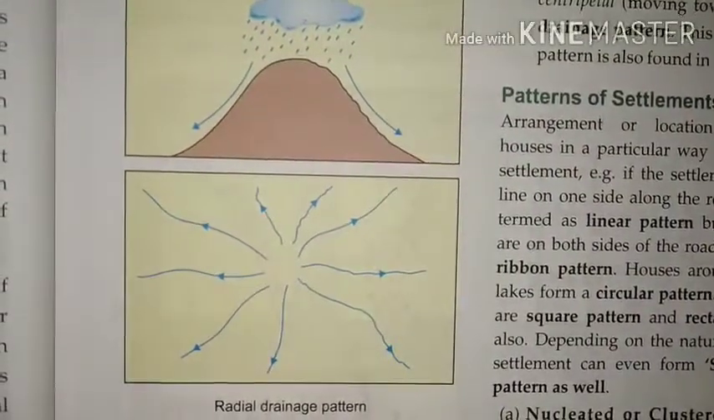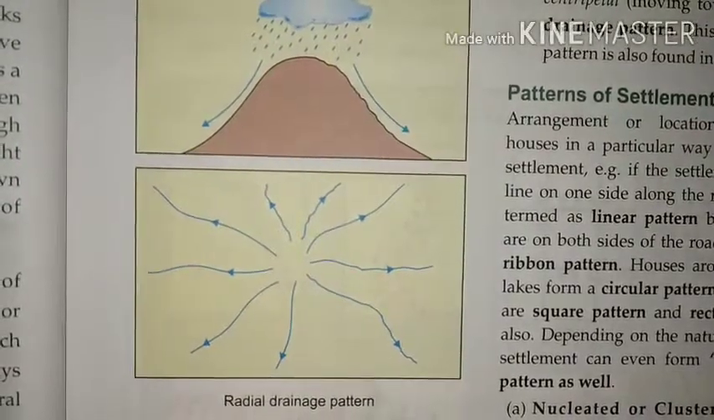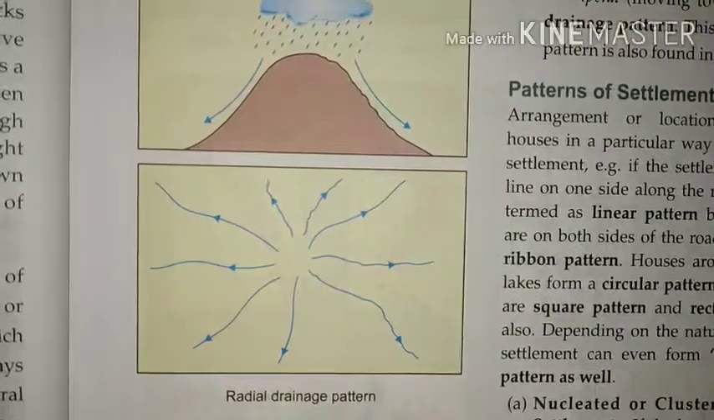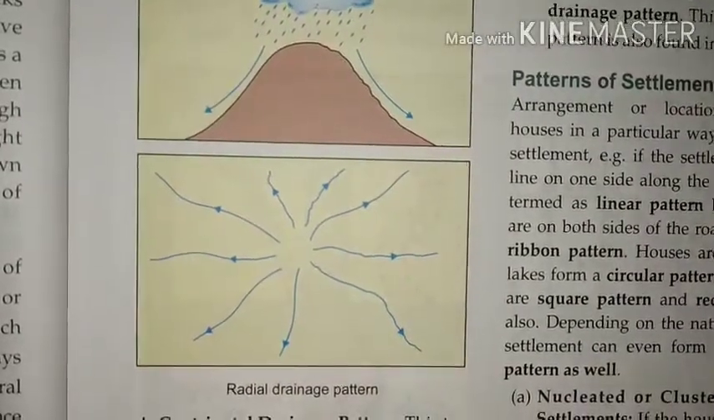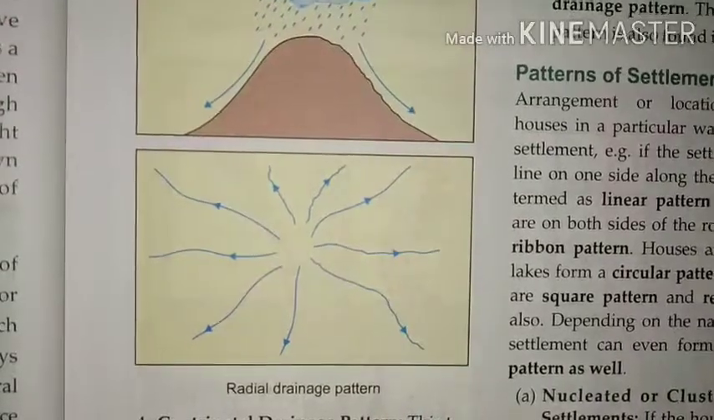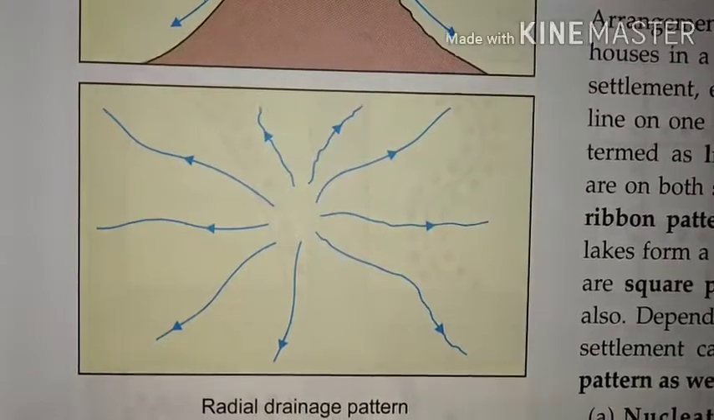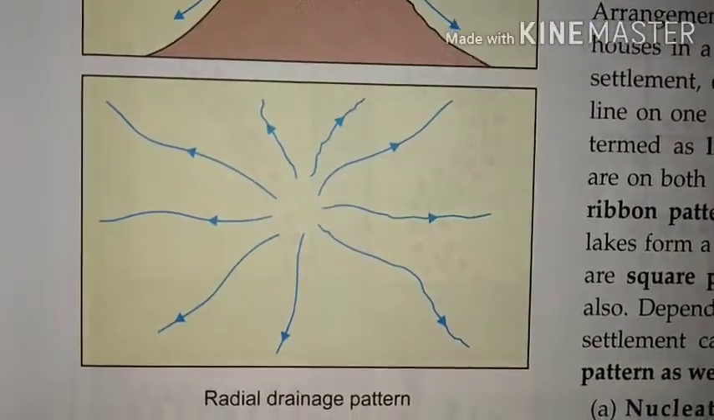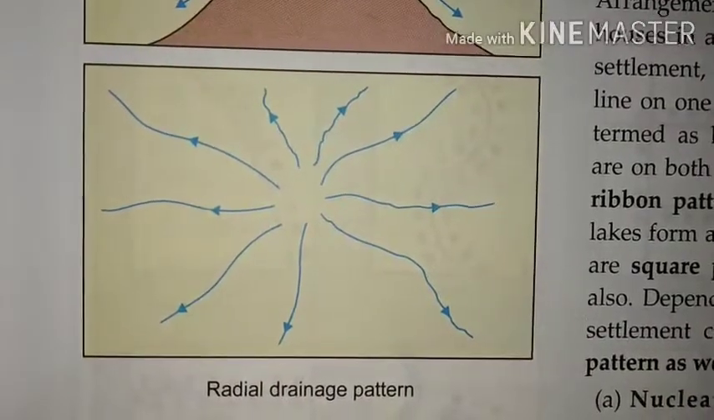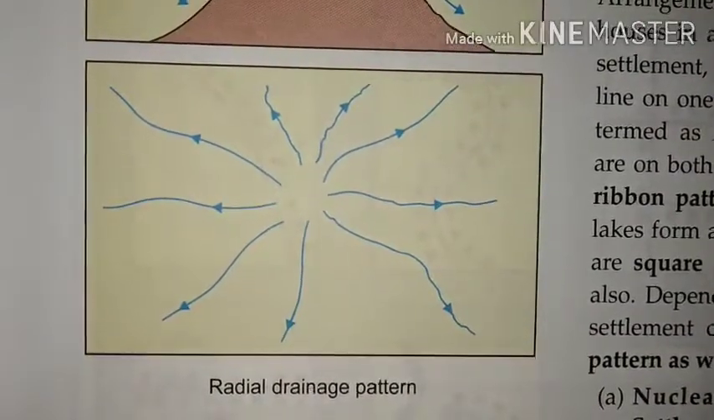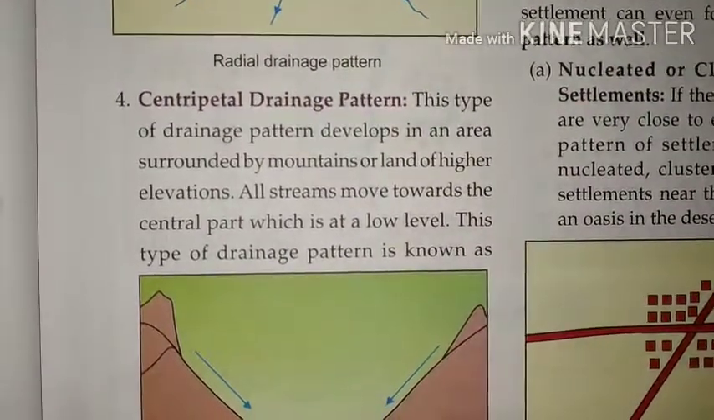Now see this figure. The clouds are there over the peak of that mountain. The rainfall is occurring and the rainwater, in the form of a stream, is coming down in all the directions. See the next figure also. If this type of drainage pattern is visible in the topo sheet, we can understand that this area is a hilly area. And what kind of drainage pattern is it having? Radial drainage pattern.